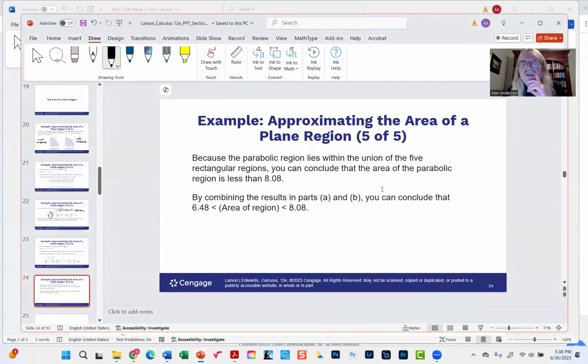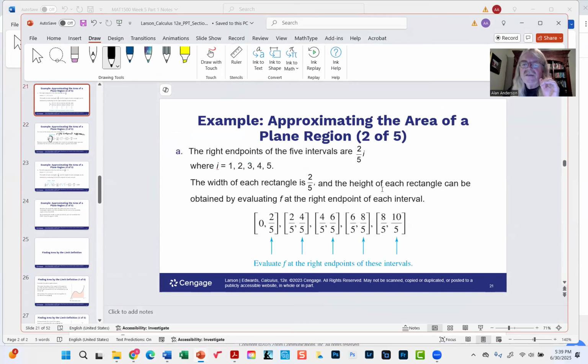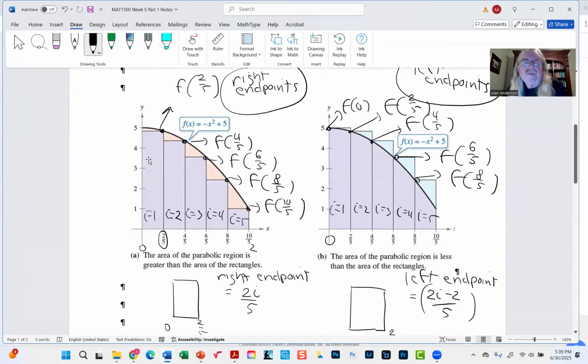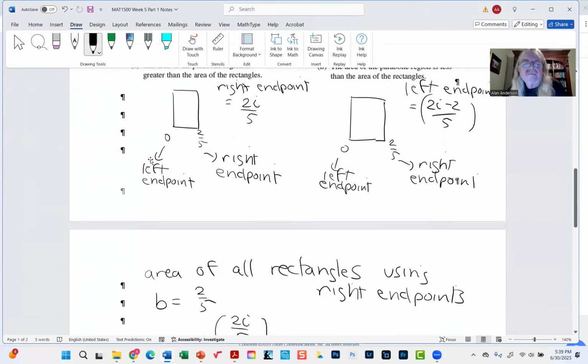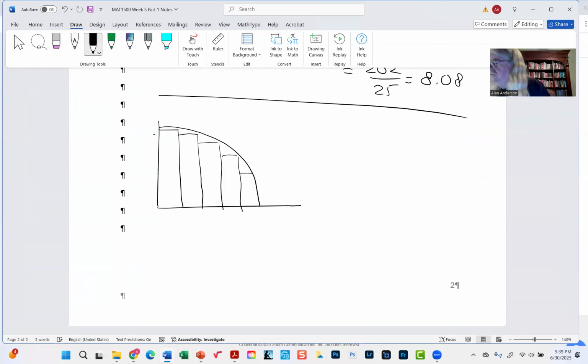Now, this is the part that's very difficult to draw properly, but what I'd like you to visualize is, let's just use the case of the right endpoints over here. And I'm going to try very hard to draw this properly. So here we have 5 right endpoints. What if instead I tried this?